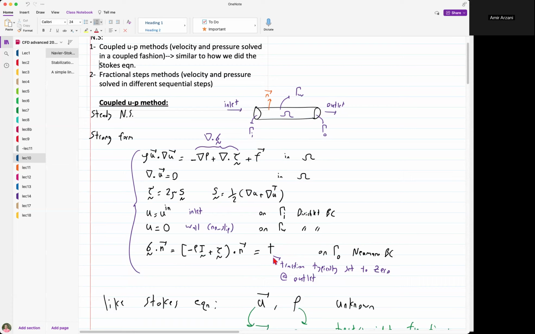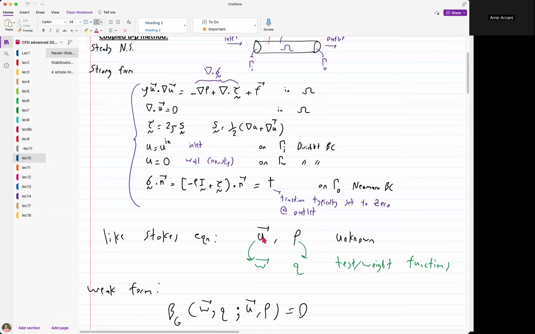or if you don't know the ratio of flow splits if you have bifurcating outlets. And the zero traction would really mean that your pressure is balancing your normal viscous stresses on the outlet face. Okay, so similar to the Stokes equation, we're solving for four unknowns, the three components of the velocity vector, and pressure, which is a scalar, and corresponding to each of these, we have our test or weight functions.